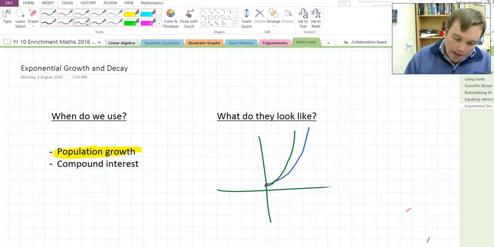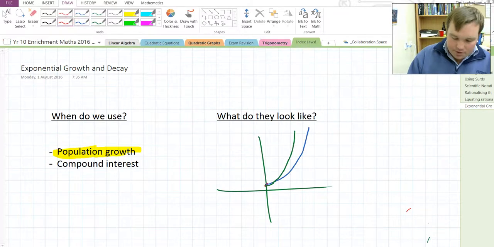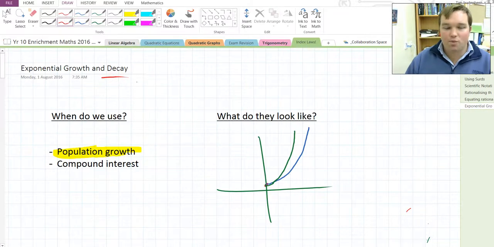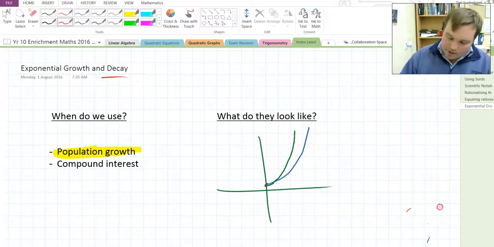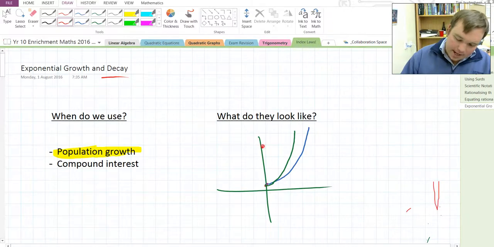Similarly, decay is where decrease happens rapidly at the start. Now decay, the most commonly used case, is radioactive decay. So with radioactive decay, if there are 1 billion atoms, a set number will decay and it will look like that.